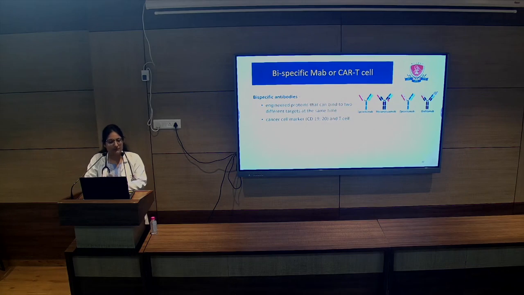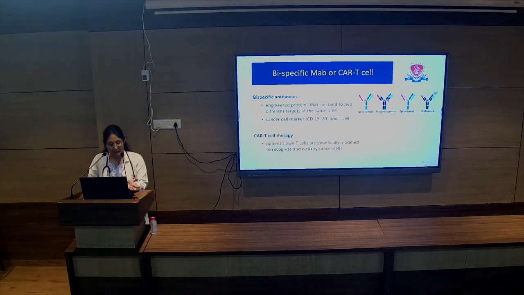Now, what are bispecific antibodies? They are engineered proteins that can bind to two different targets at the same time. One target is the cancer cell marker CD19 or 20, and the other one is the T cell. So it directly attracts the T cell towards the cancer cells, killing the cancer cells. Secondly, what is CAR T? CAR T is that patient's own T cells. They are genetically modified to recognize and destroy the cancer cells.